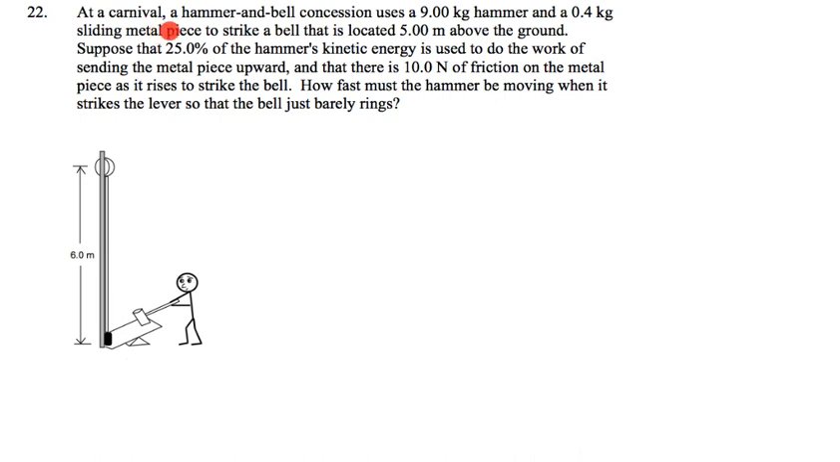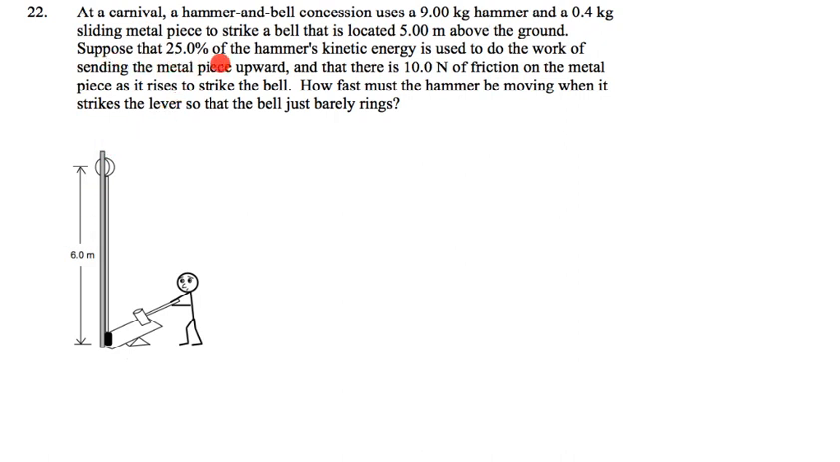So we have at a carnival, a hammer and bell concession uses a 9-kilogram hammer and a 0.4 kilogram sliding metal piece to strike a bell that's located 5 meters above the ground. Now, I know on the picture it says 6, but that's because I just copied it off of the problem that was on the test, and it had 6, so don't worry about that.